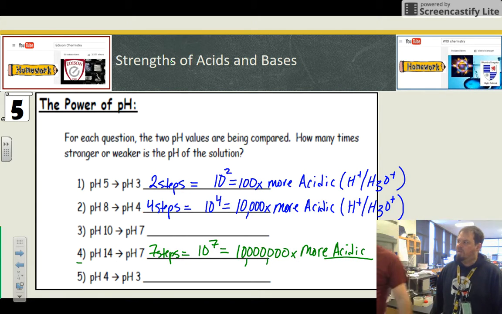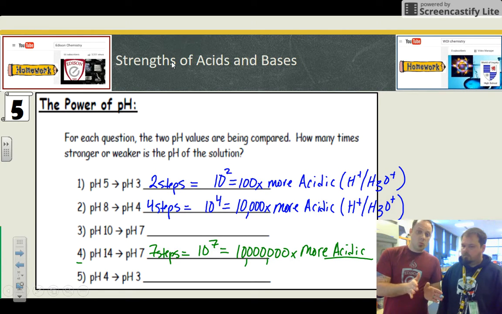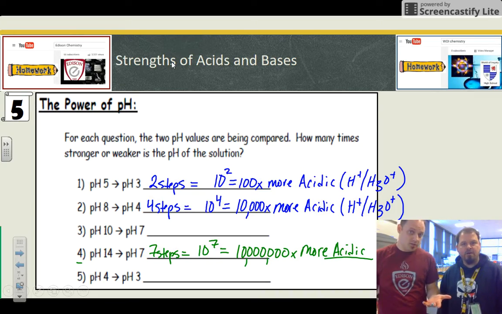I don't think we have any more. I think you can do the rest of the practice all by yourself. Remember, follow the steps. However many steps it was, you raise 10 to that number. And it's more acidic or more basic depending on which direction it's going on the pH scale. See you guys.